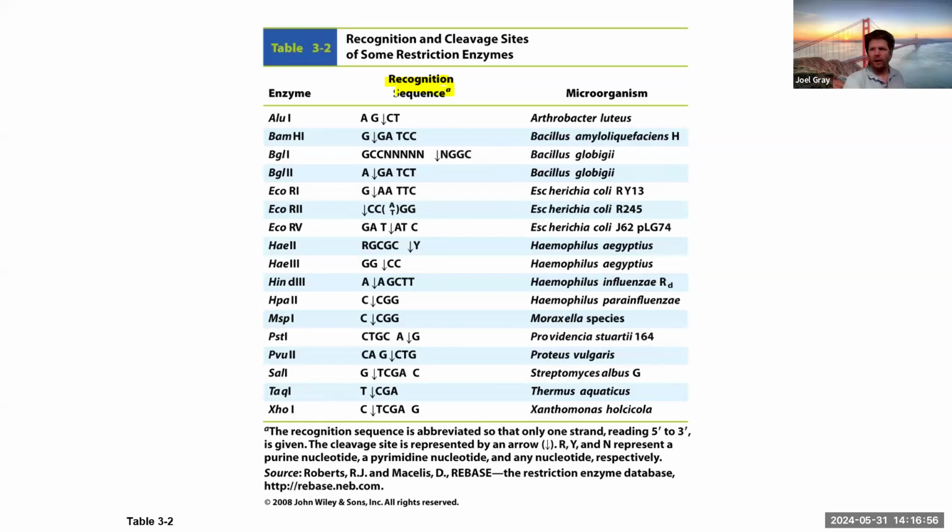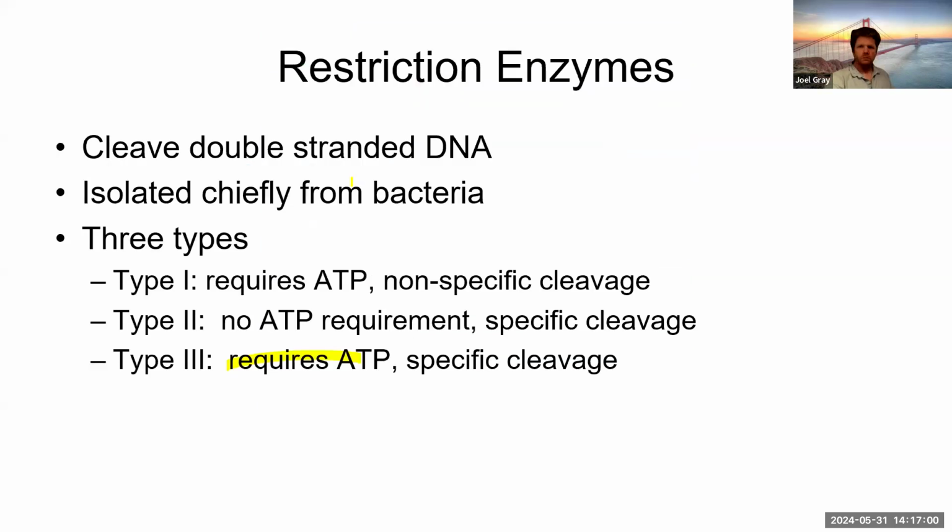So I'm going to bounce back. Type 1s require ATP, non-specific cleavage. Type 2, no ATP, specific cleavage. Type 3 requires ATP, specific cleavage.